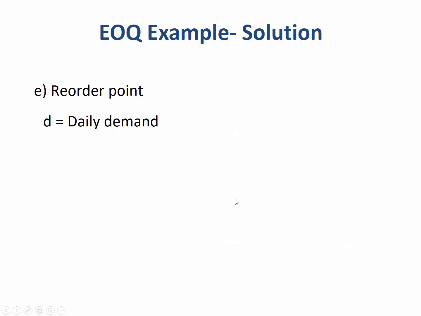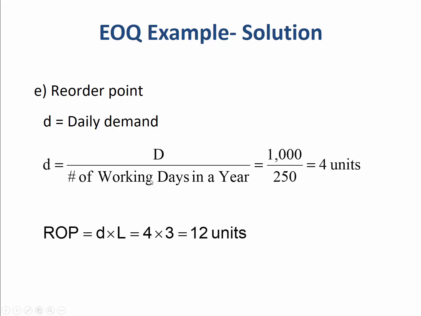Last question. What would be my reorder point? So the reorder point, I remind you, is the quantity that should trigger a new order. And for that, you need to figure out what is the daily demand. So if my annual demand is 1000 units and I have 250 work days per year, then I'm going to process 4 units every work day.